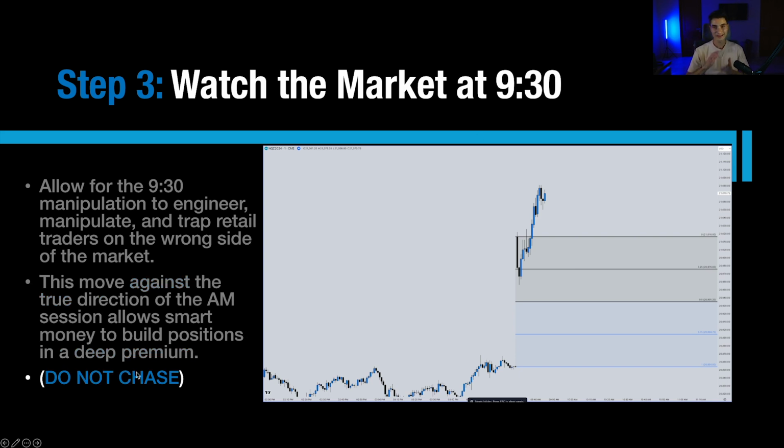Last point, do not chase. At 9:30, the market's designed to get uninformed money in a rush, to take trades, to gamble right off the open. And that is absolutely not something we want to do. Wait at 9:30, be patient, let the market show you what it's going to do.